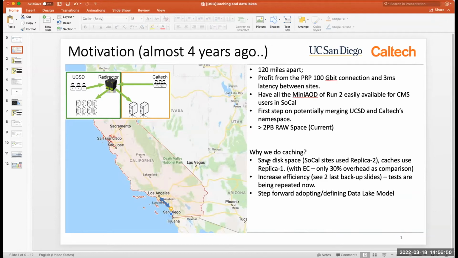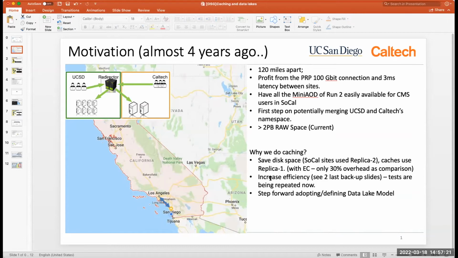Why do we do that? Mainly it's to save disk space. On so-called sites, it used to be replica 2. On caches, it's replica 1. So on both sides, we are gaining by a factor of 4. It's changing with erasure coding, whenever sites are using erasure coding on the main storage, and it's only 30% overhead in comparison. Another reason is to increase the efficiency of the jobs running remotely and reading data remotely.